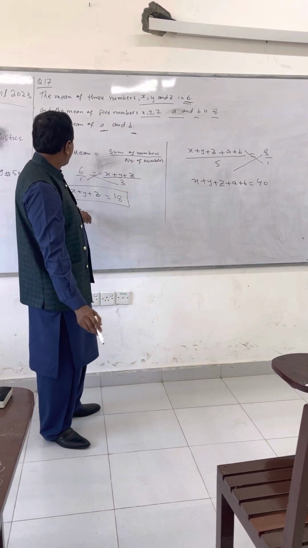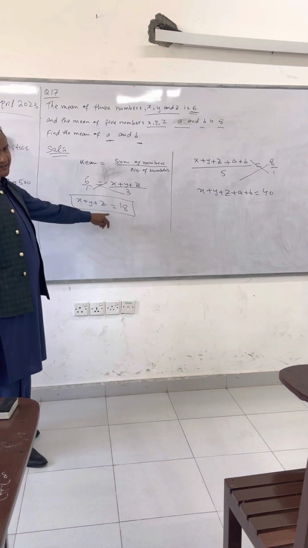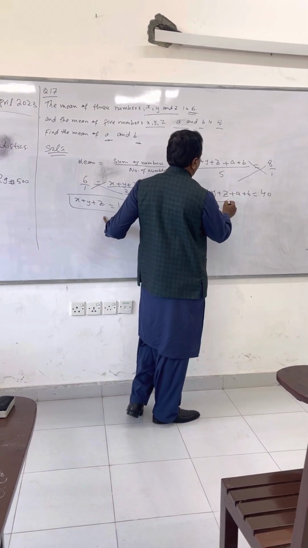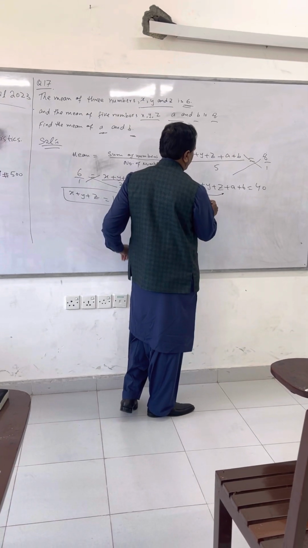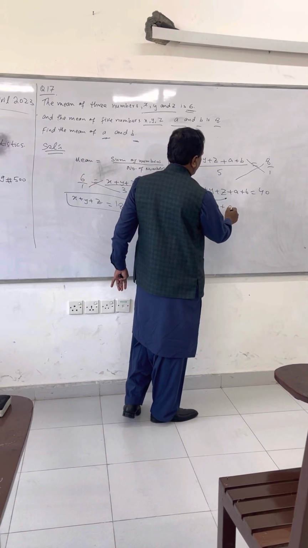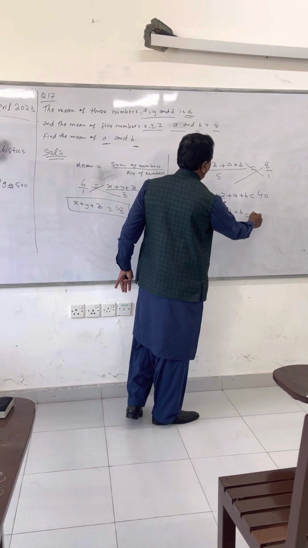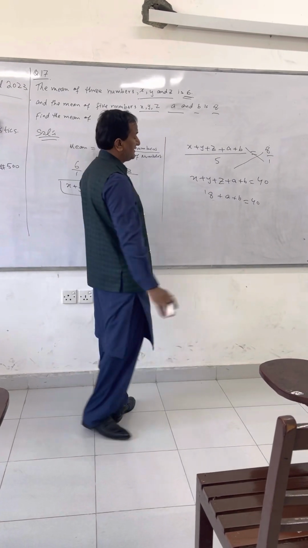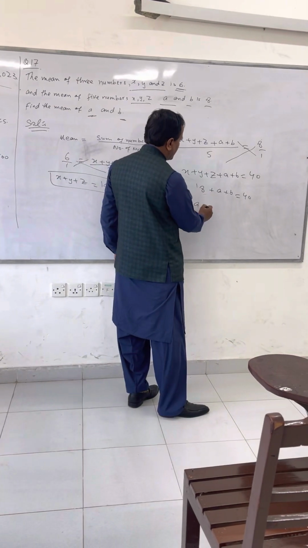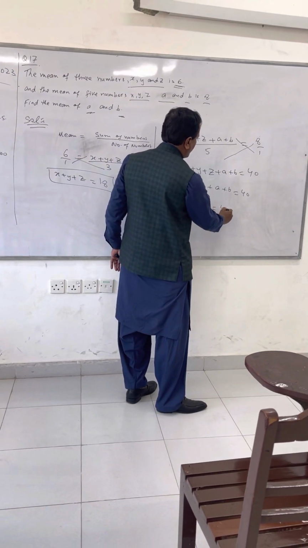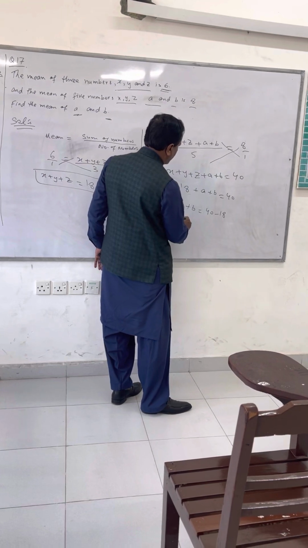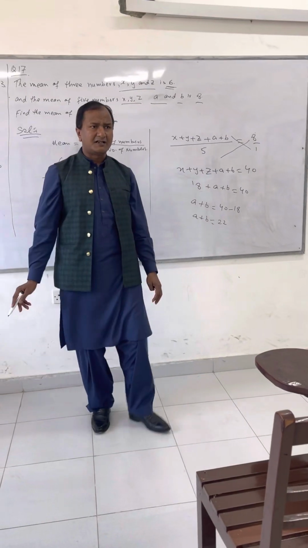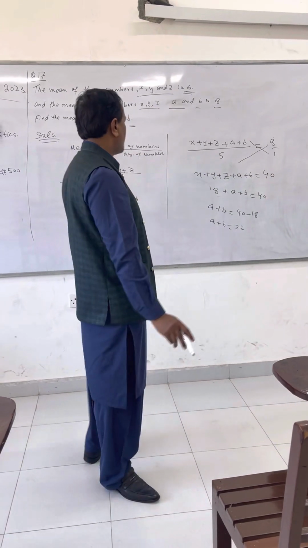If we check here, x plus y plus z has the value 18. We substitute the value 18 for x plus y plus z, and then plus a plus b is 40. We are supposed to find a plus b. So a plus b equals 40 minus 18. After that we get a plus b is 22. Subtracting 18 from 40 gives us 22.